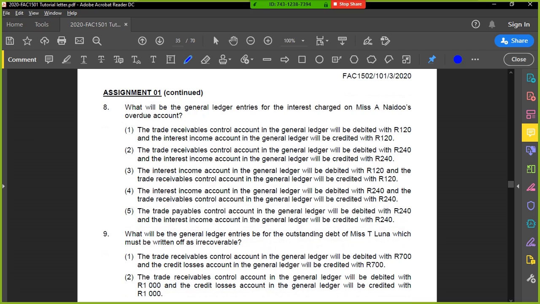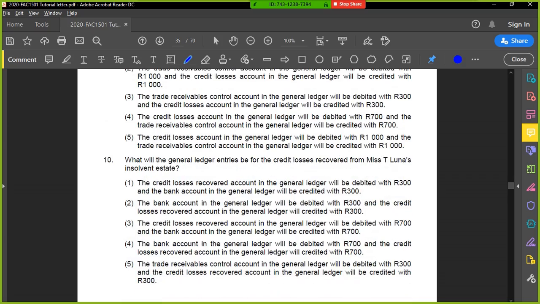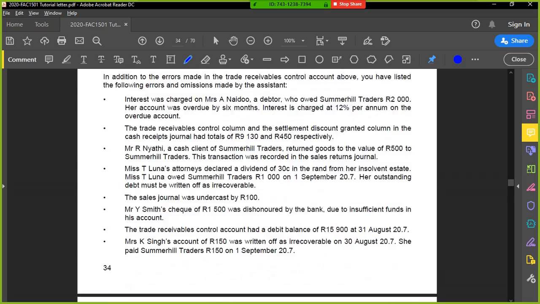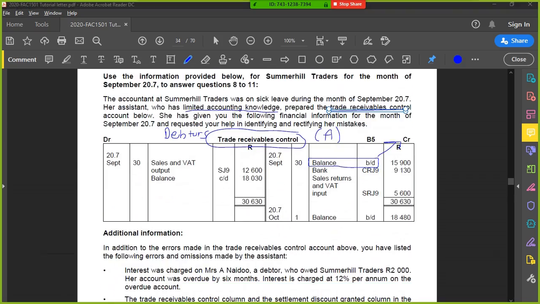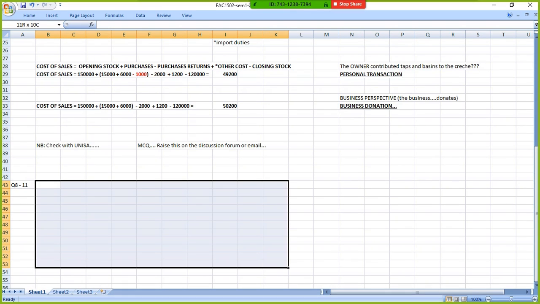Okay, what do we have here? Number 8. What will the general... Okay, so this we can all answer later on. You'll see they're looking at specific corrections. Do you see that? Yes. Okay, let's correct the question. T account.